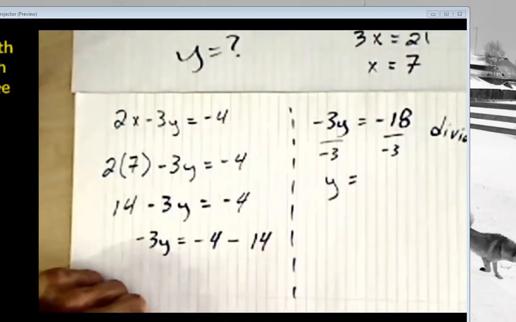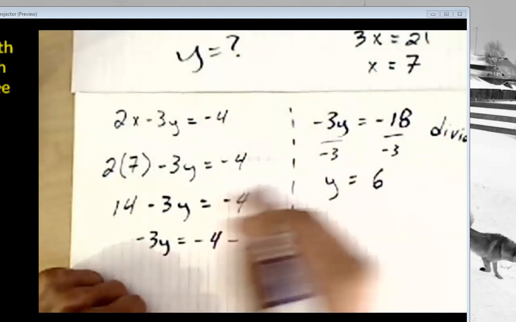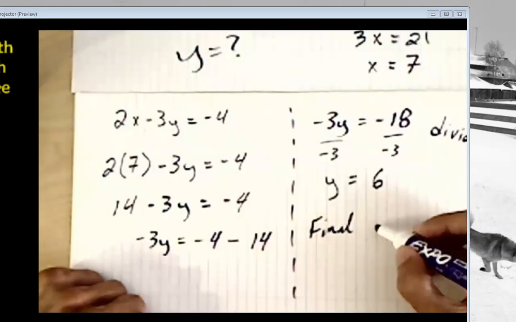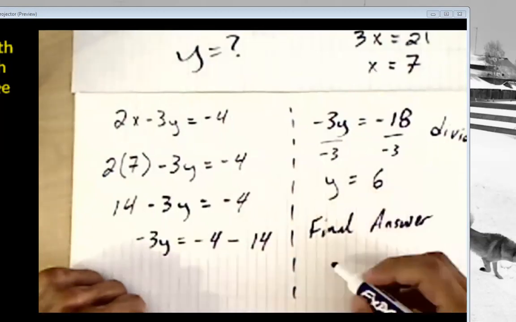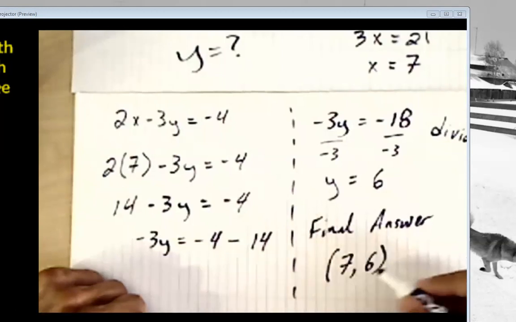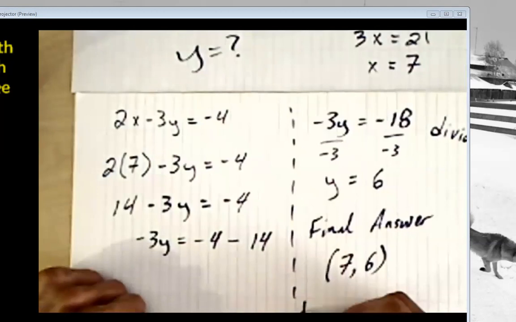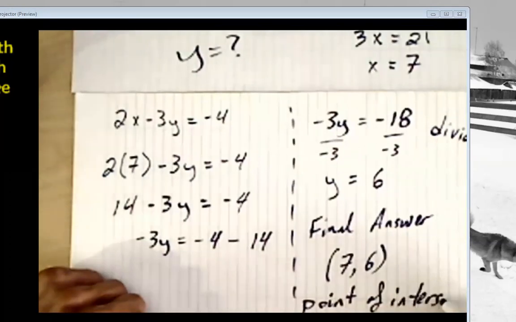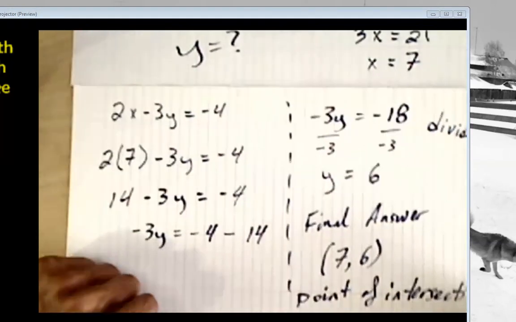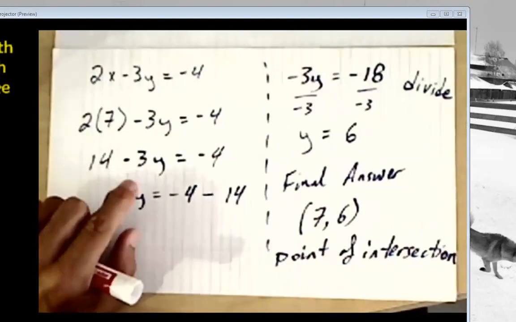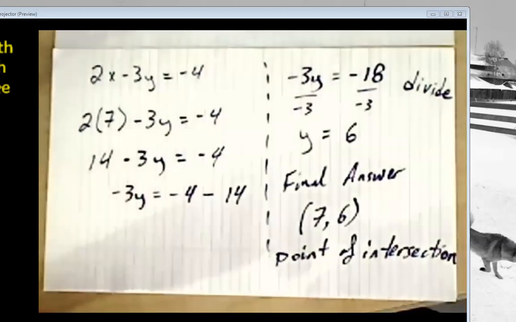Keeping it secret? I know the secret. What's 18 divided by 3? 6. Yeah, exactly. Final answer? Yeah, exactly. 7, 6, the point of intersection.